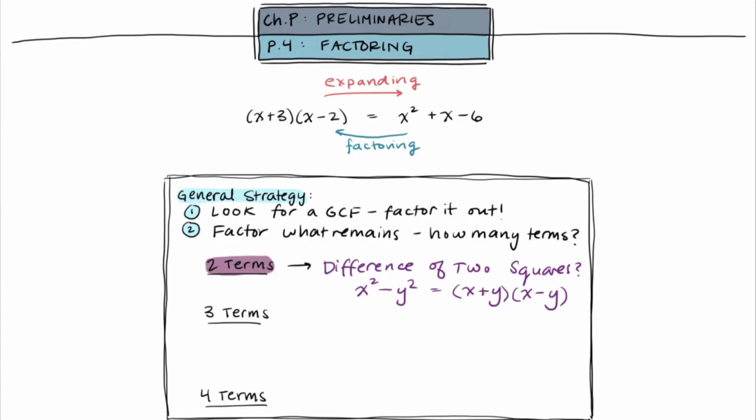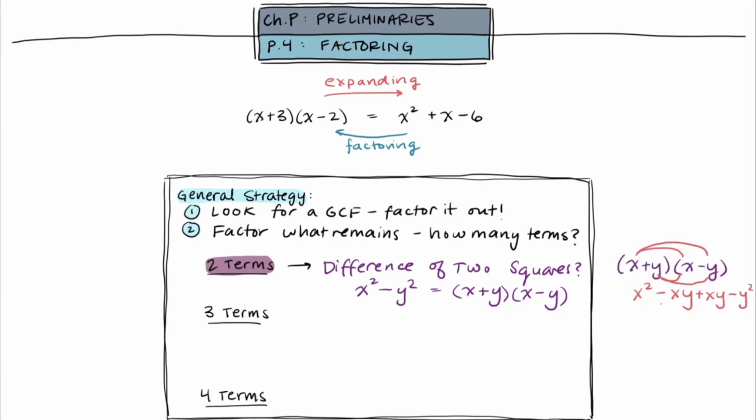And if you're wondering why is that the case, why does this factor into this, you can always check your factoring by FOILing out. So if we were to multiply these two, the first gives us x squared, the outer gives us minus xy, the inner gives us plus yx, or that's the same as xy. And then the last terms multiplied give us y times y with a negative, so that's minus y squared.